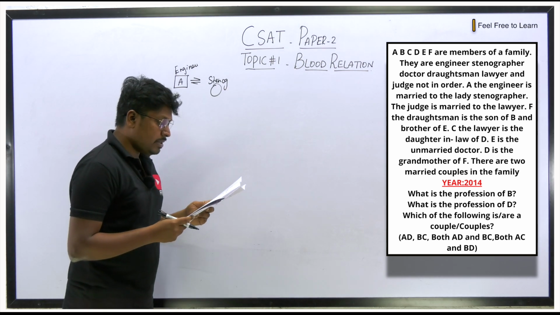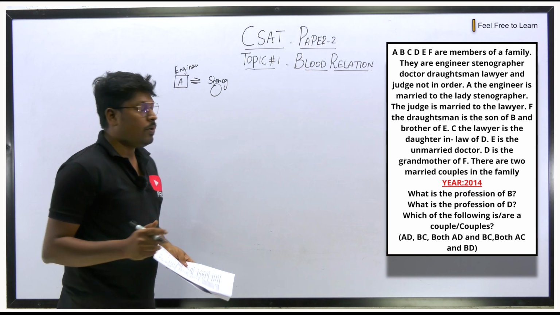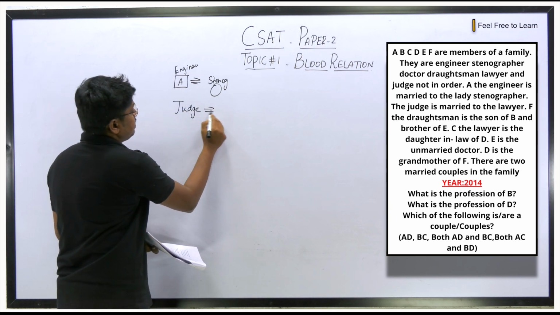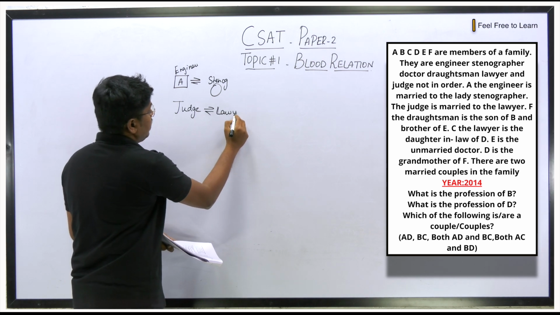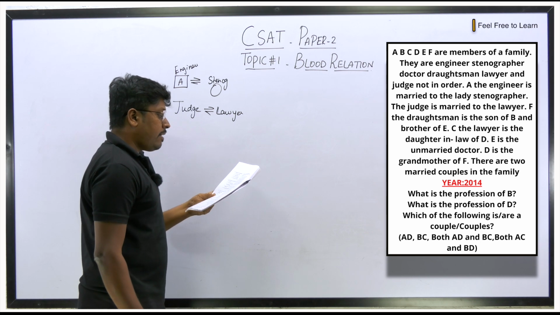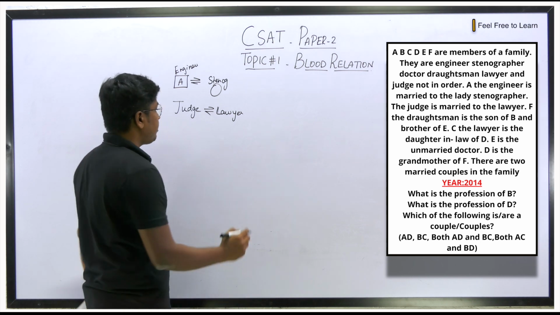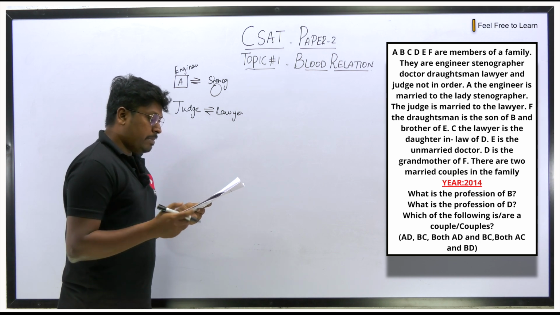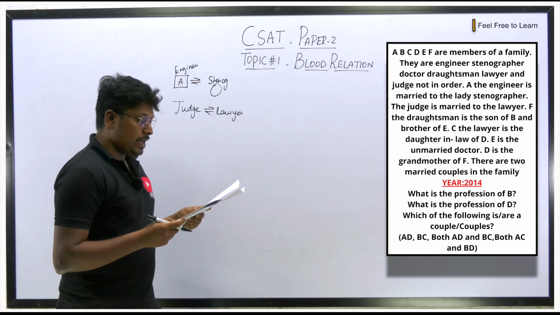And the second point is the judge is married to a lawyer, right? So second, importantly, the person judge is married to a lawyer. And we don't know who is male and who is female, right? So next point, the draughtsman is the son of B. So B's son is F, okay, and the brother of E. Okay, so E's brother is F.